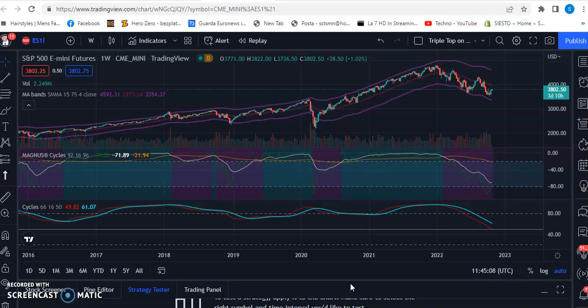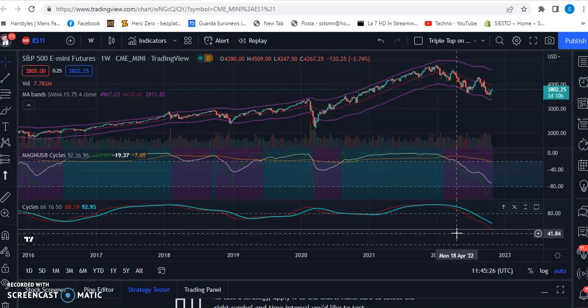Let's start again with analyzing the S&P 500. Here we have a weekly chart, which means every candle is a weekly one. In the upper section, we see the price inside the two envelopes, while beneath we have two different kinds of cycles, the manual cycles and the cycle where I've changed the parameters.